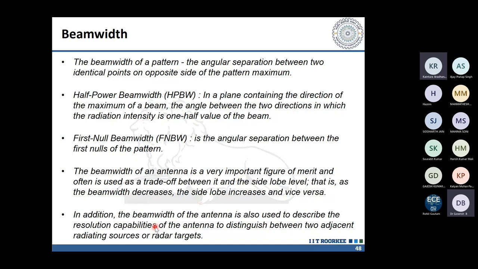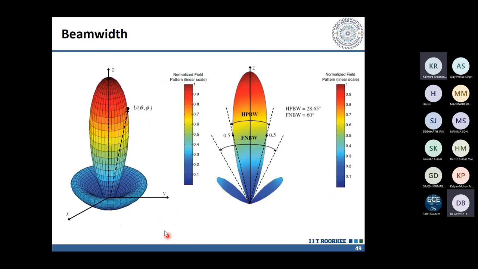Especially if you're working on radars, the beamwidth of an antenna determines the resolution capacity of the radar. Very often, in the conventional radars that we use, the resolution capacity is determined by the beamwidth of the antenna. So let us take some examples and then we will try to understand exactly what we have discussed so far.